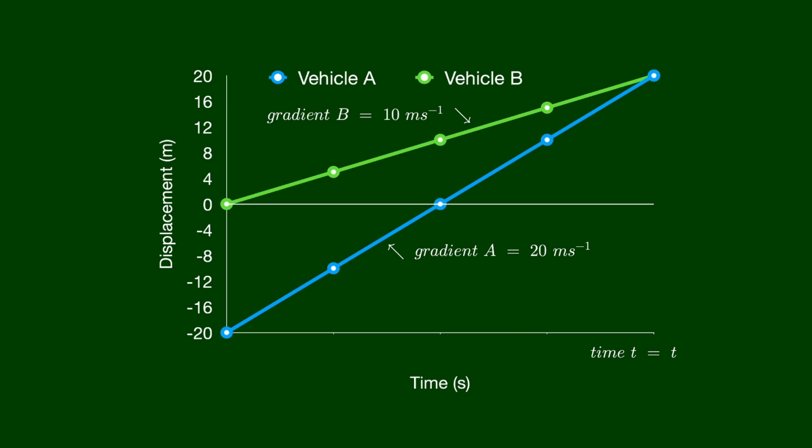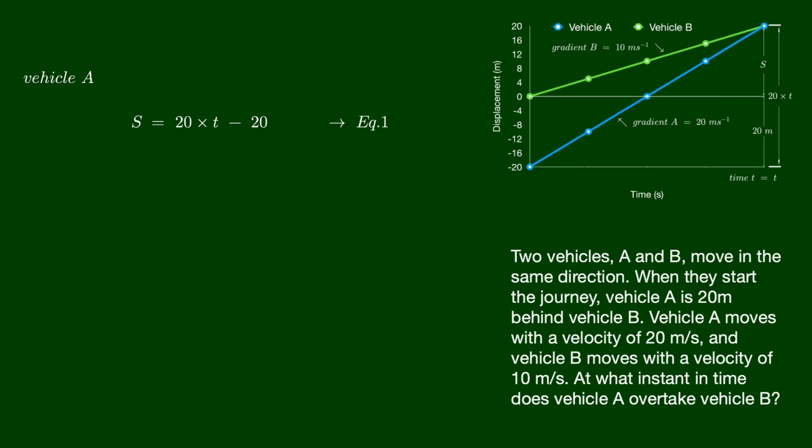Both of these lines cross when time is equal to t. This is shown on the graph. This is the time when vehicle A overtakes vehicle B. We can write an expression for the displacements of vehicles A and B when time is equal to t. We can find the time taken by vehicle A to overtake vehicle B when we solve this expression for t.